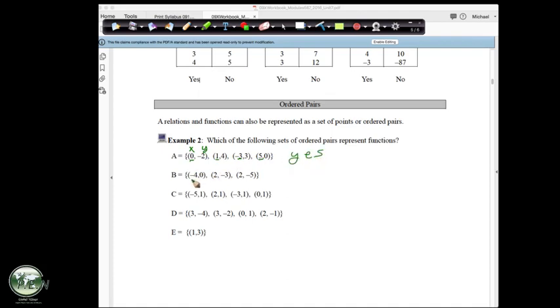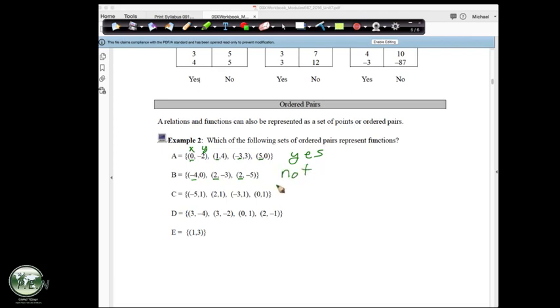Let's get to this one. Here's an input, here's an input, but do they have the same output? So I think of it like every question has to have only one answer. And so if the input is the question, I ask what is 2, and one time you give me the answer -3, another time you give me the answer -5. You gave me 2 different answers for the same question. That is not a function.